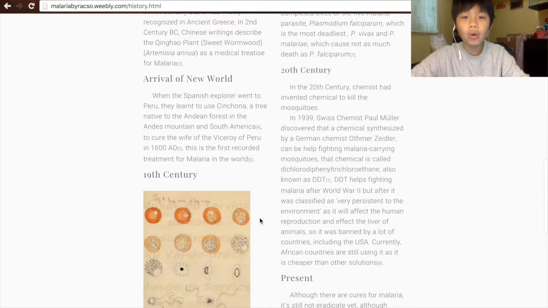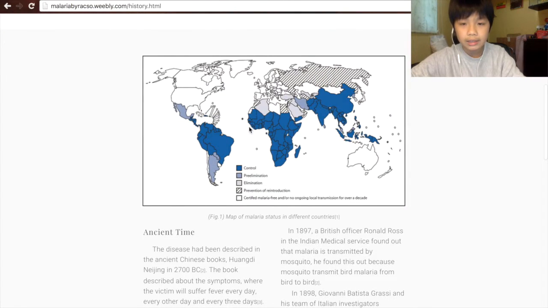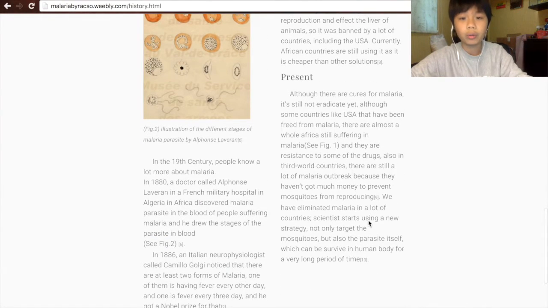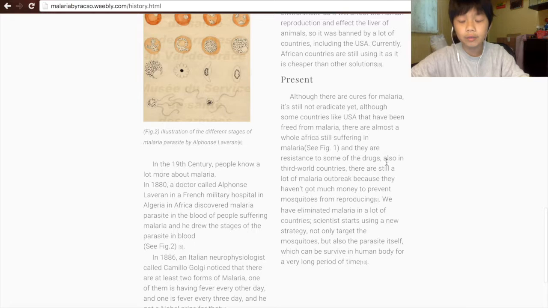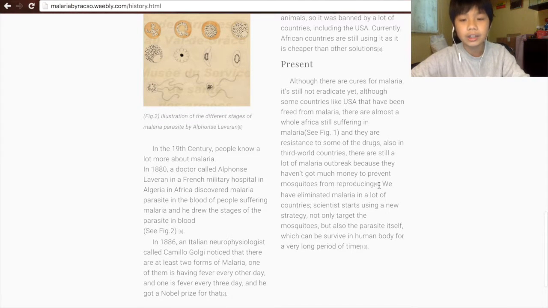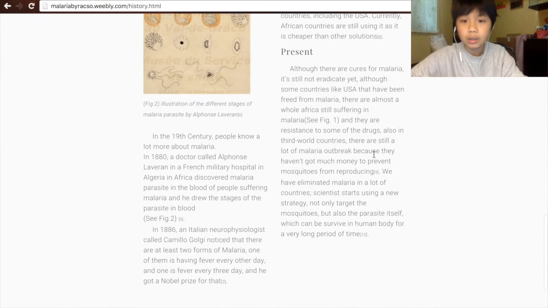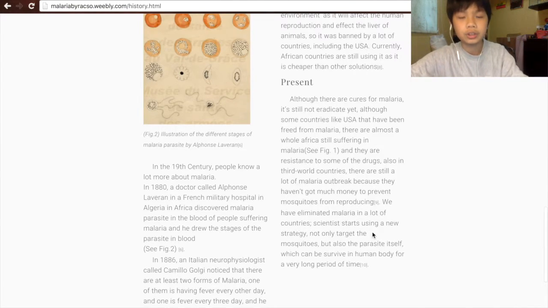Almost the whole of Africa, China, India, and South America are still suffering from malaria. A lot of third world countries don't have enough money to prevent mosquitoes from reproducing, and China is too big to control malaria. Scientists have started using a new strategy, targeting not only the mosquitoes but also the parasite itself, which can survive in the human body for a very long period of time. We will talk about that later.